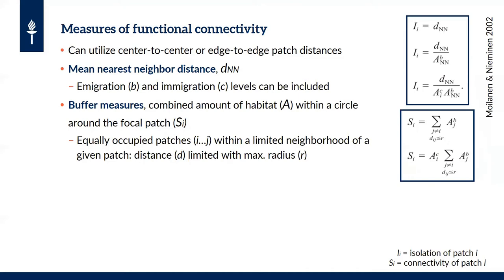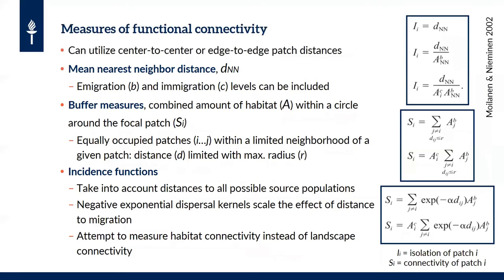Incidence functions provide a more elaborate method of measuring functional connectivity. Incidence functions truly attempt to measure habitat connectivity instead of landscape connectivity. They include calculations of connectedness of each habitat patch in the landscape in relation to other patches, and thus take into account distances to all possible source populations of the focal species. In incidence functions, the effect of distance to migration probability is included with so-called negative exponential dispersal kernels.